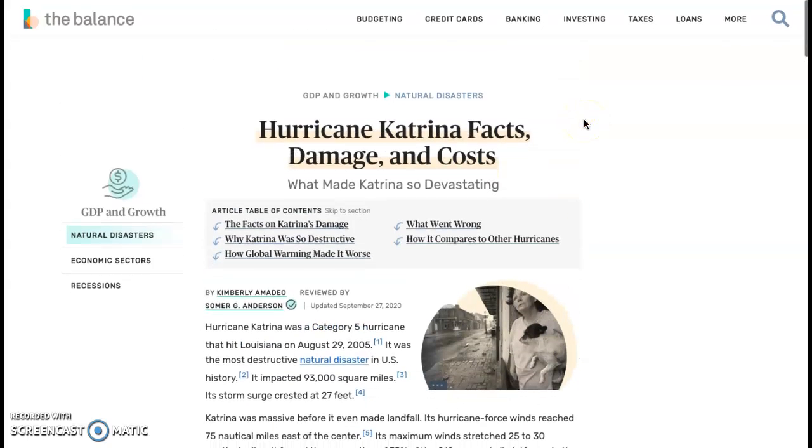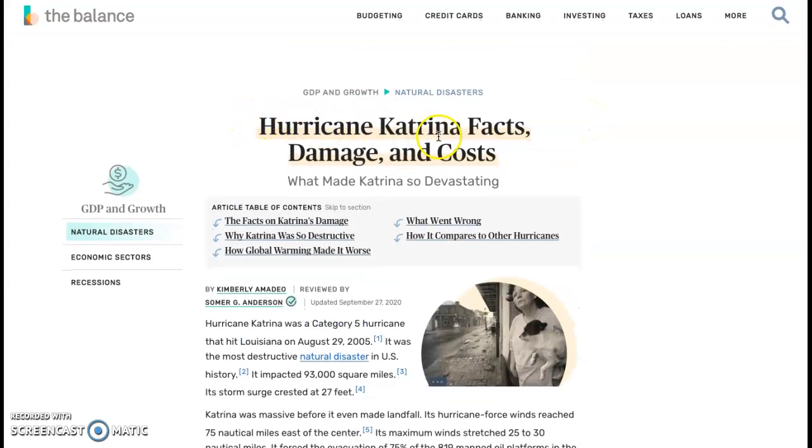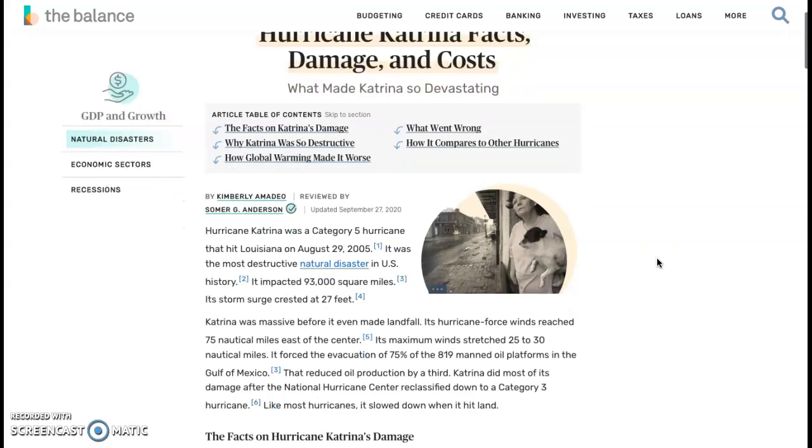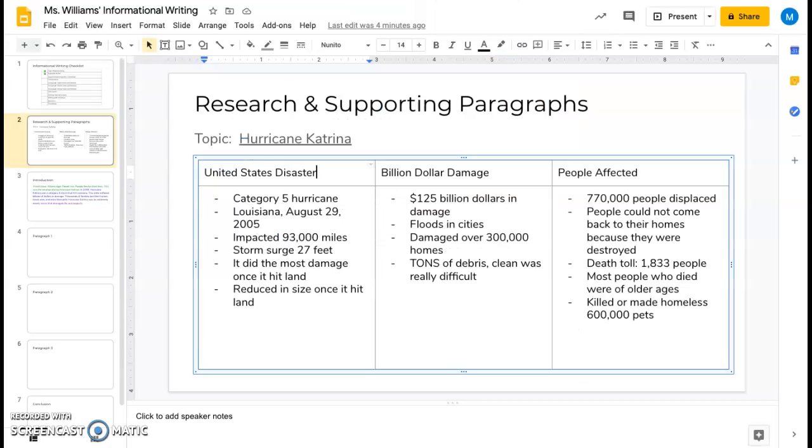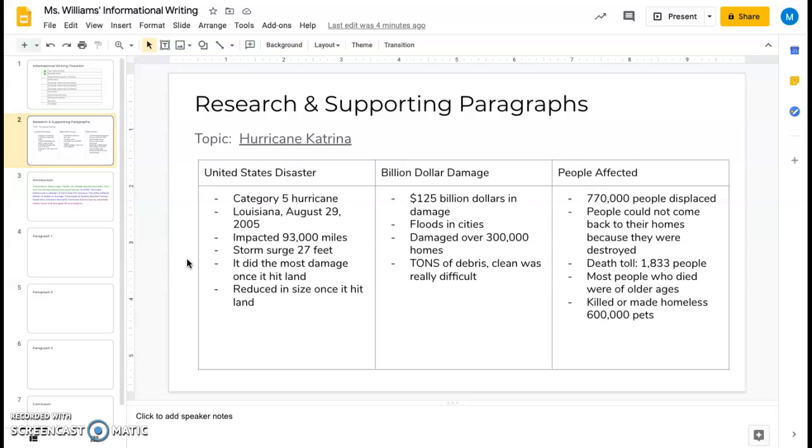This is the article that I read, Hurricane Katrina, Facts, Damage, and Costs. What made Katrina so devastating? And so I found out a lot of information just about the logistics of the storm, and I thought that that was really interesting and that it was important for my readers to know. So I wanted to do my whole first paragraph just about those details of the storm.